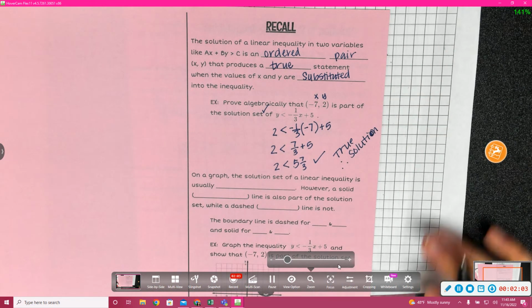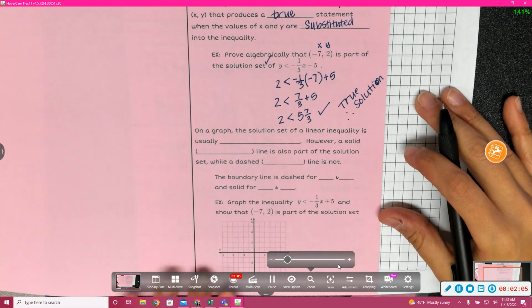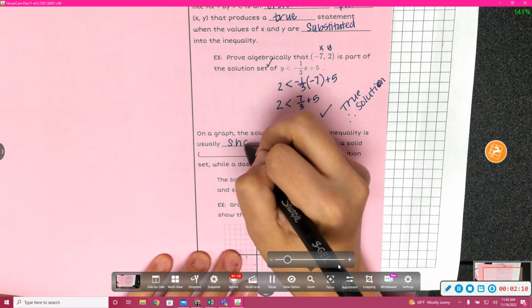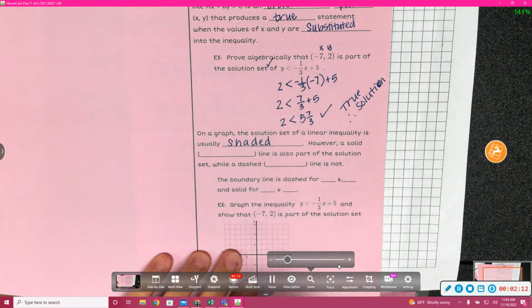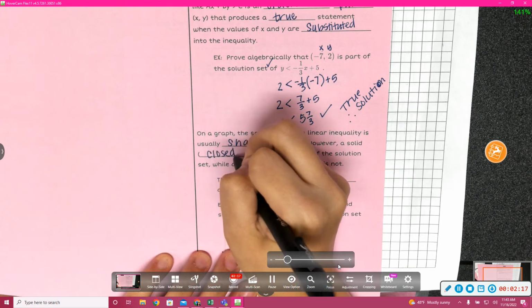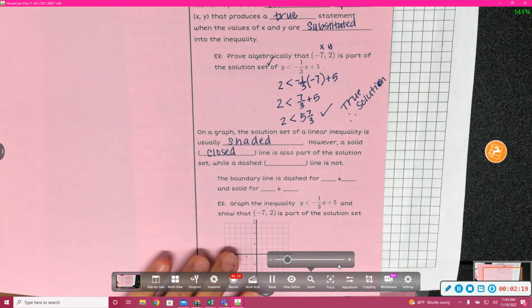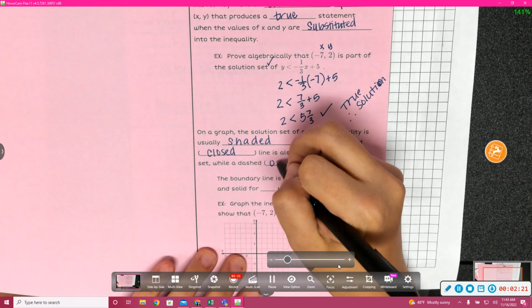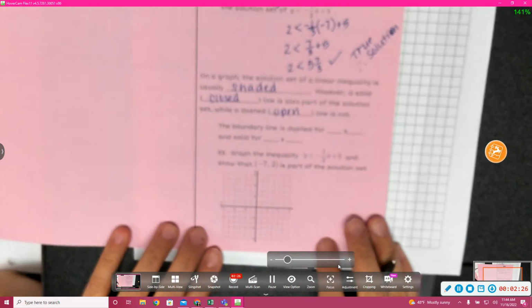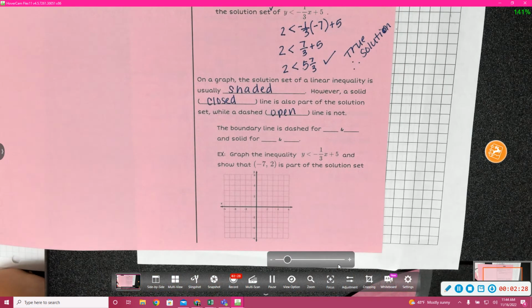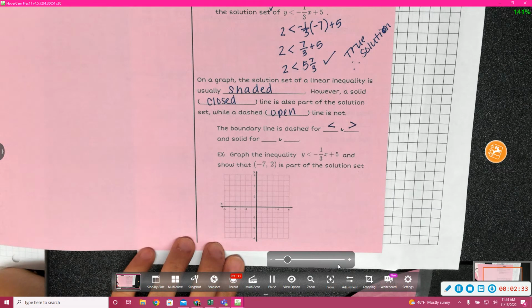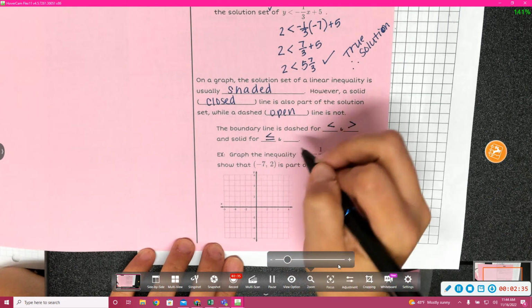On a graph, the solution set of a linear inequality is usually shaded. However, a solid, which we've also called a closed line, is also part of the solution set, while a dashed, which we called an open line, is not. The boundary line is dashed if you have a less than or a greater than sign, and solid if you have a less than or equal to or greater than or equal to.